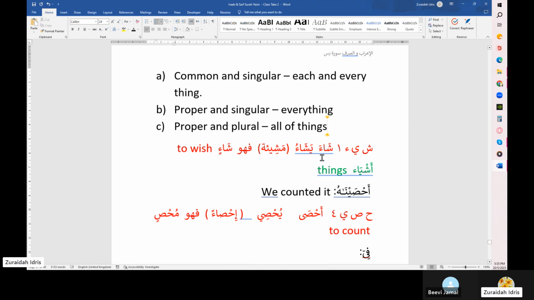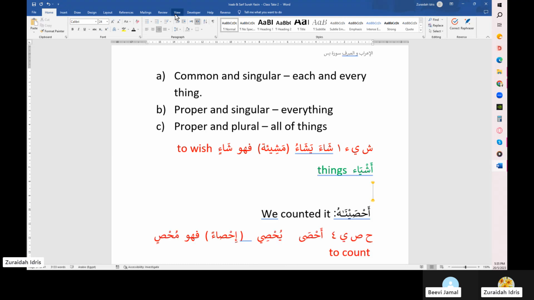So sha'a is he wished. Yasha'u is he wishes. Oh yeah, it's like inshallah, mashi'a. Wishes, yes. So what have things got to do with wishes? This was the question. What have things got to do with wishes? So this is what I found out.